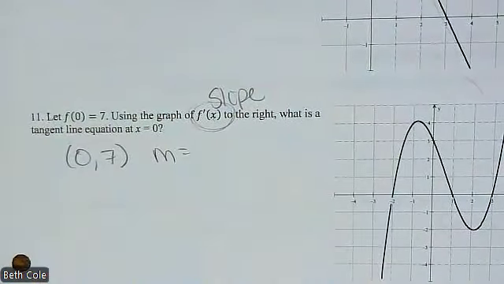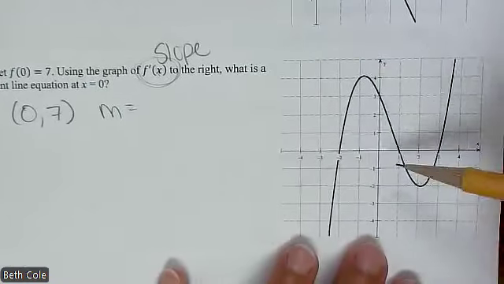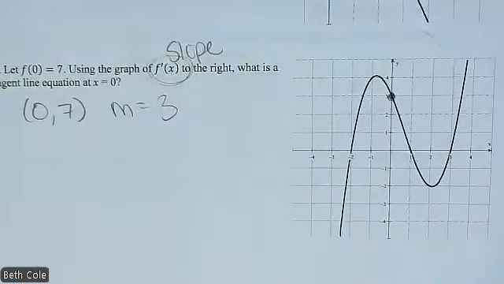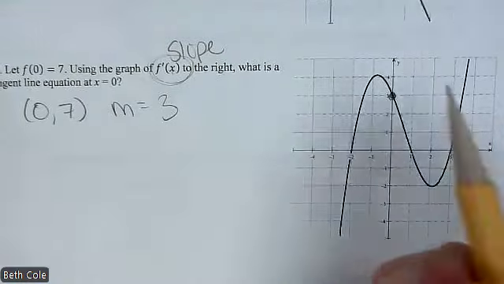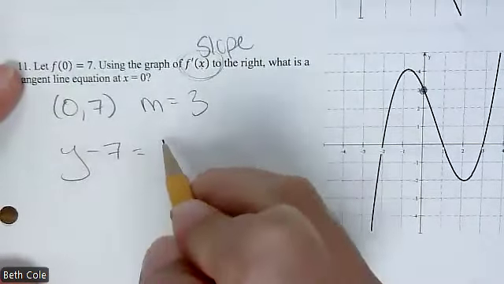Where is our point of tangency? At x equals 0. Watch me point to this because I don't have a better explanation than here. Look. At 0, 3. Now put it together. Good. Equals?